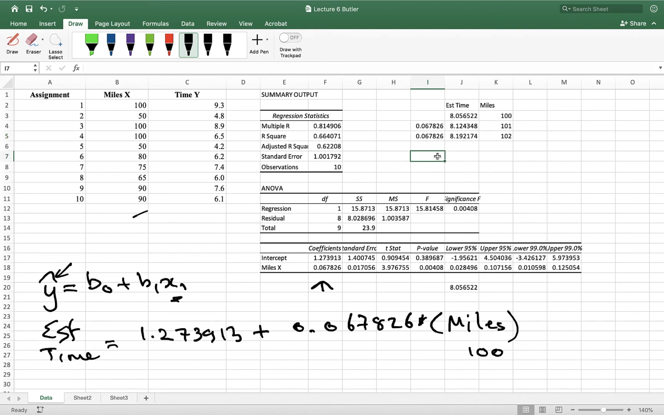And by the way, what is 0.67 of an hour? Well, let's see. 0.67 of an hour is, in terms of minutes, about 4 minutes. So for each additional mile, it's going to take an additional 4 minutes.